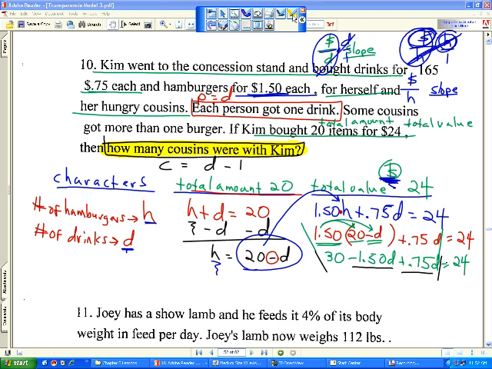What's the sign of the 1.50? Negative. What's the sign of the 0.75? Positive. When you add or subtract with different signs, you subtract and take the larger sign. 1.50 minus 0.75 is 0.75D. The larger was negative, and so we need a minus in front. And so we have 30 minus 0.75D equals 24. Everybody see what we got there? We good?